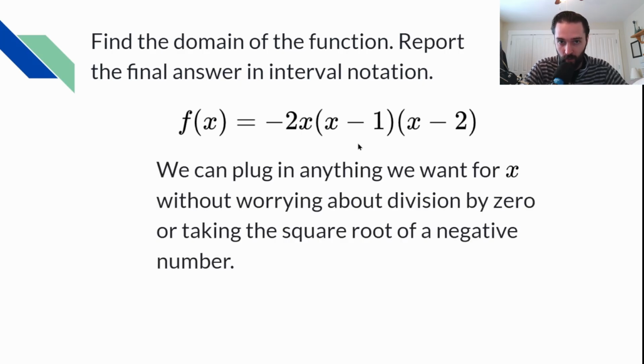We can see right away that we can plug in anything we want for x without worrying about division by 0 or taking the square root of a negative number. So if the function looks like this, we can plug in anything we want for x, which means that the domain is all real numbers. In interval notation, we report that as everything from negative infinity up to positive infinity, like this. So that's our solution.